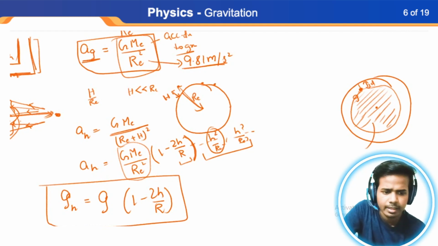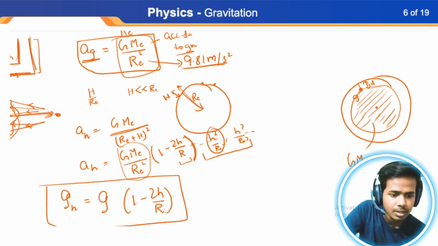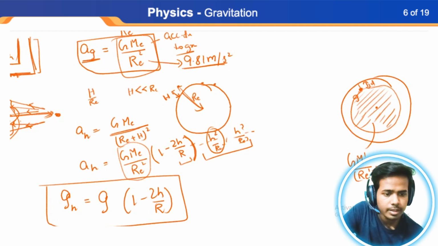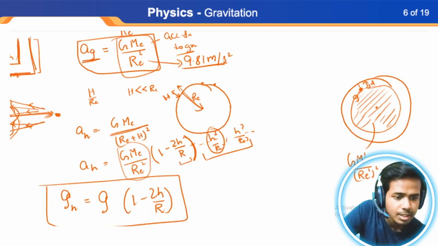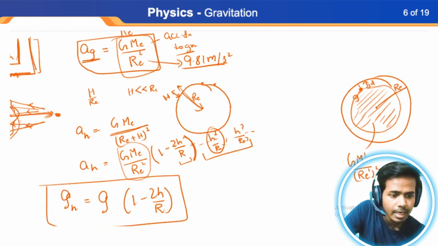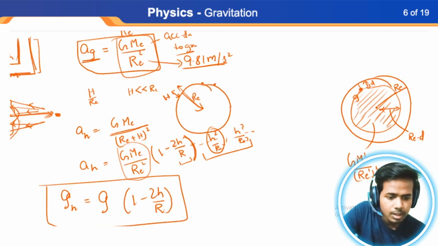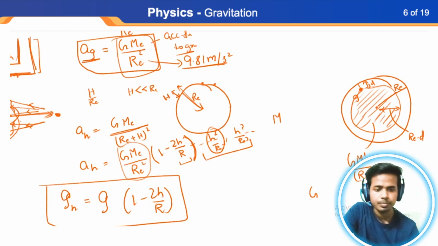If you calculate closely, shall we do that? I think we can. G M dash divided by Re dash squared, right? That should be the acceleration due to gravity. But how can we calculate M dash? This is the Re, the whole thing, and this Re dash can be said as Re minus d. All right, no problem. And how can you find the mass of this?